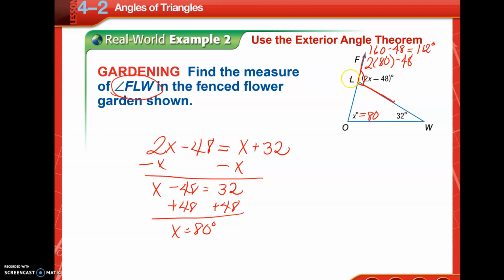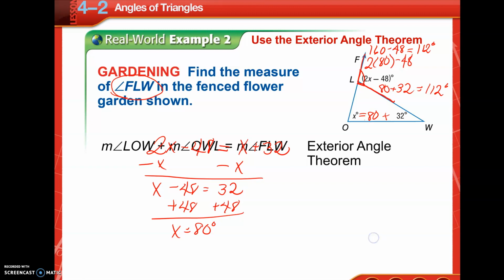Or because of that remote interior angle theorem, or the exterior angle theorem, that says I could also add my remote interior angles. So I could go 80 plus 32, and that should also give me that FLW of 112.